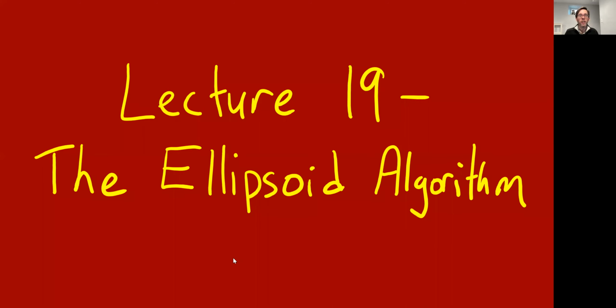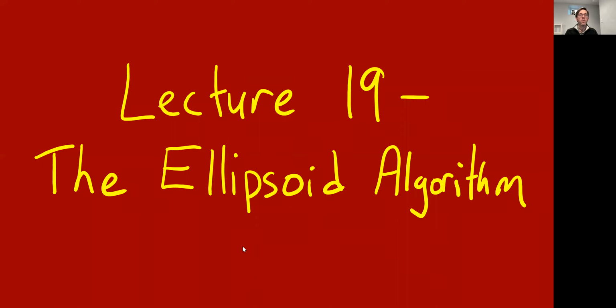Okay, hello everyone. This is lecture 19. It's about the ellipsoid algorithm. So we've seen a couple of lectures on linear programming and referred to the fact that it is solvable in polynomial time, and the algorithm that can solve it in polynomial time is this ellipsoid algorithm.